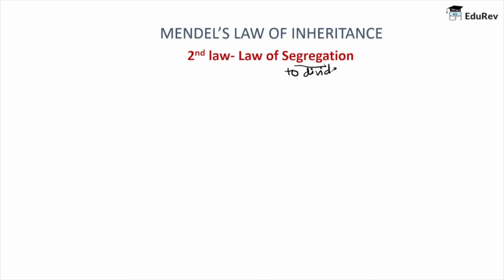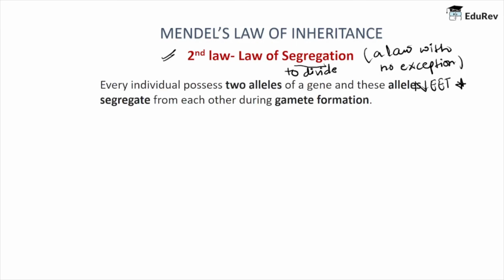And also one more important thing, that the second law, the law of segregation, is known as a law with no exception. No exception means this law of segregation does not have any exception that we know of till date. This kind of question can also come in the NEET exam, that a question will be asked to name a law with no exception. Then you have to take the second law of Mendel, that is the law of segregation. Now let us see what this law states.